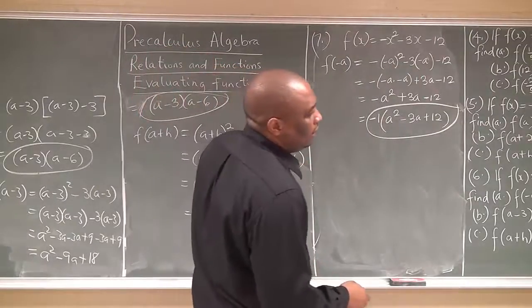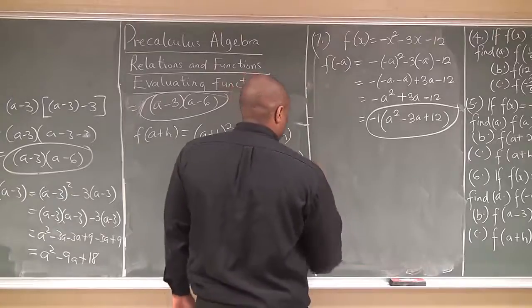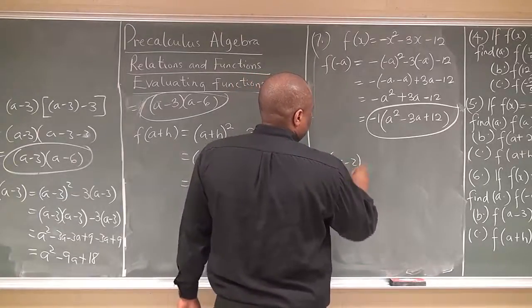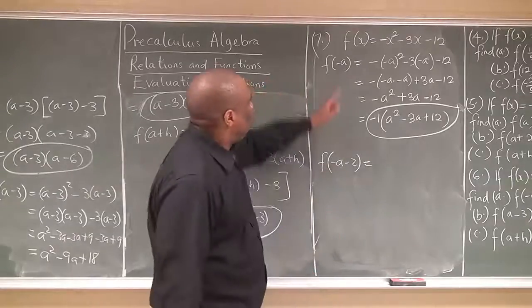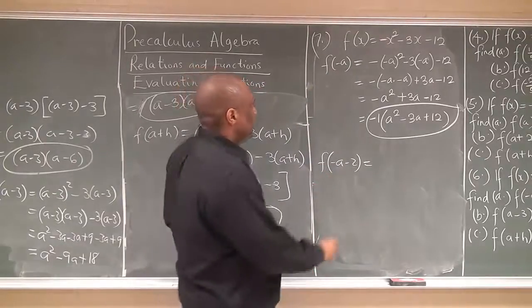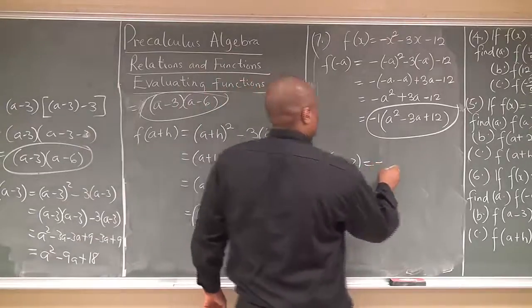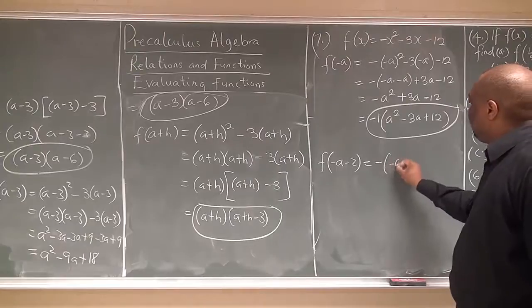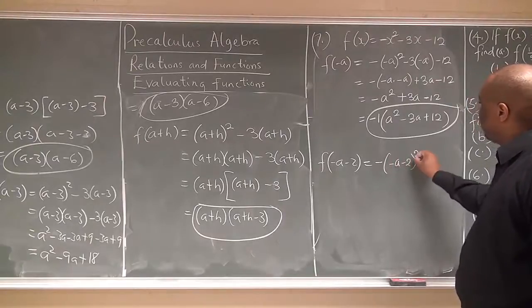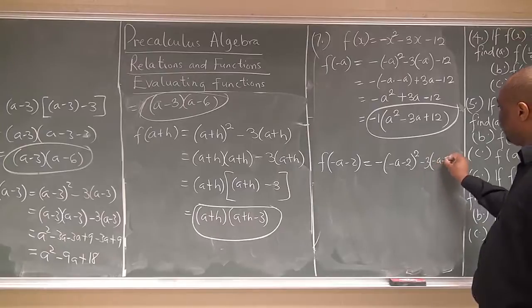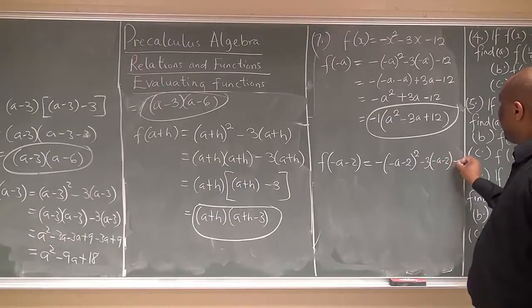Alright. Next one, still under this question, we are asked to find f of negative a minus 2. That means wherever we see x, we replace it with negative a minus 2. So this will give you negative a minus 2 all squared minus 3 times negative a minus 2, then minus 12.